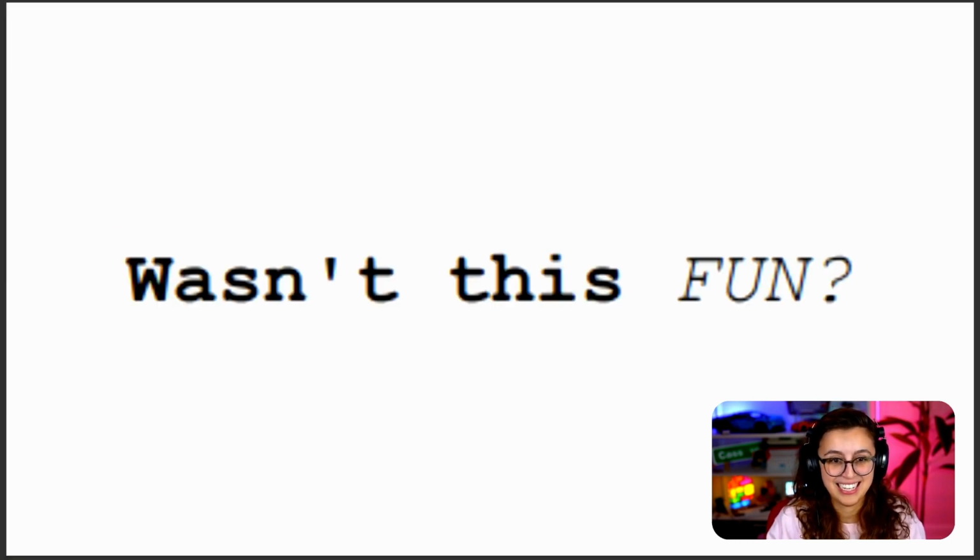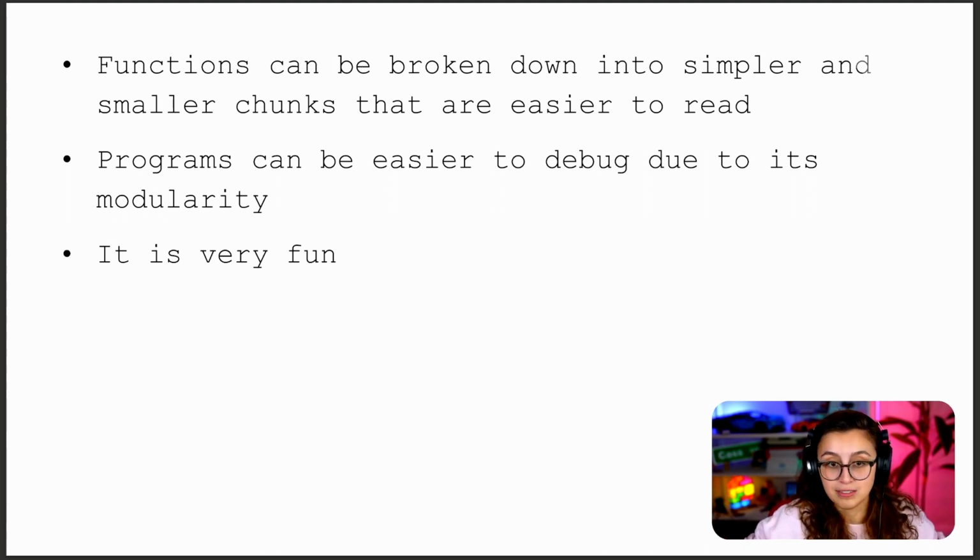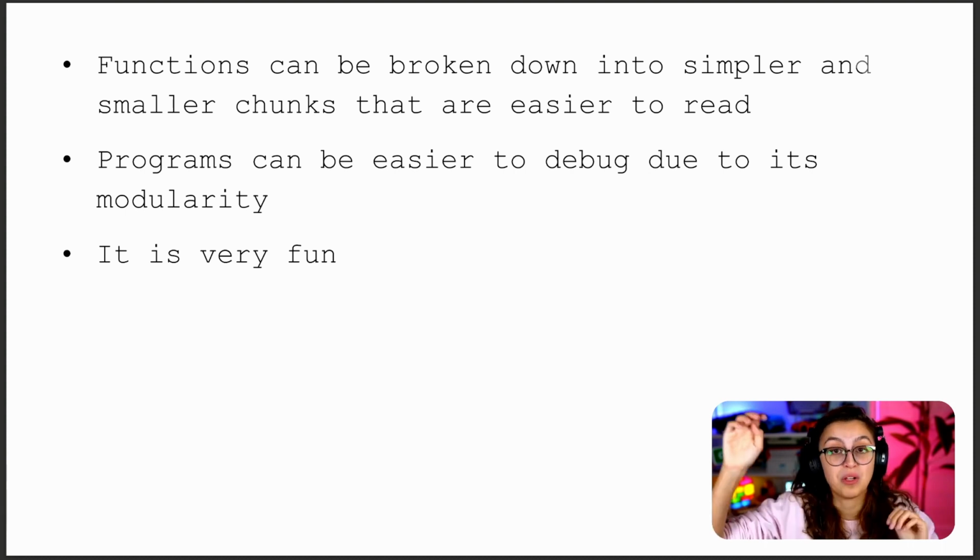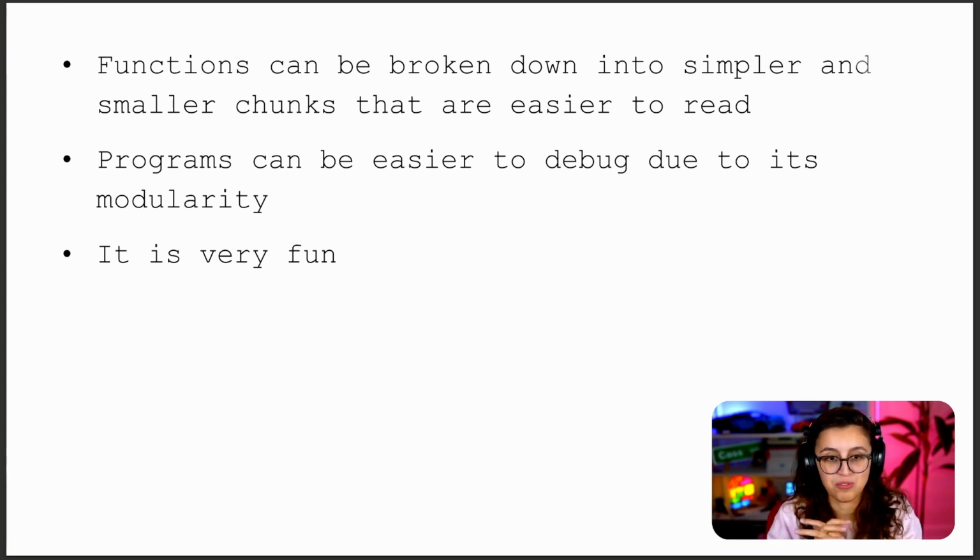Kind of fun, right? This was fun, right? Get it functional? That's right. That's the whole purpose of functional programming. In conclusion, functions can be broken down into simpler and smaller chunks that are easier to read. That is kind of the main core of functional programming. And these much smaller functions, they have immutable data. So again, we don't change variables, we just return new ones. And they're also very, very stateless because they don't rely on other things. And that makes the programs easier to debug because, again, modular, everything is contained in one nice little function. And once again, it is very, very fun.